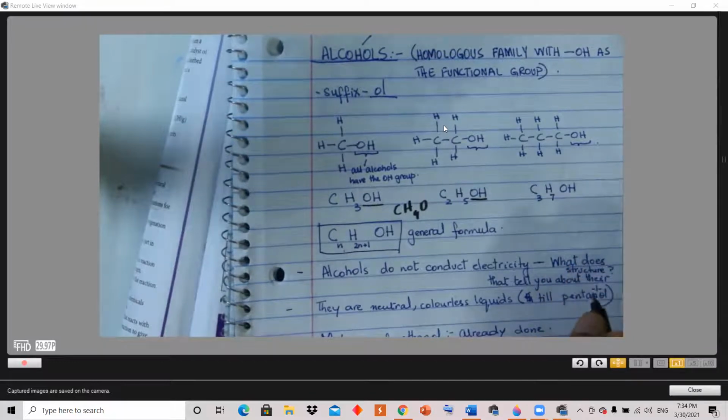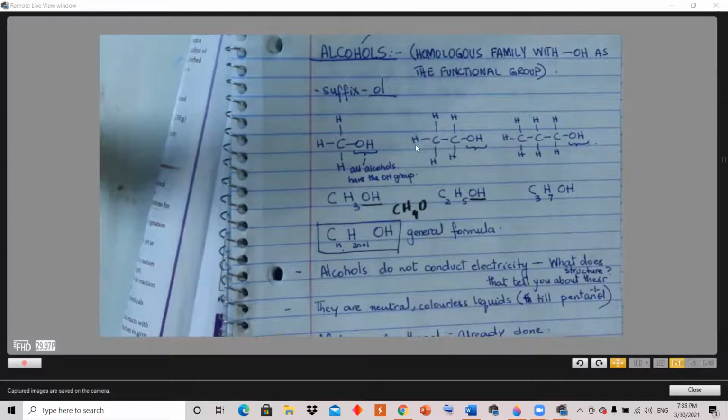Okay. Alcohols do not conduct electricity. What does that tell you about their structure? If they don't conduct electricity, yes, they don't have the delocalized electrons. Very good. Yes, they don't have any charge, meaning they are non-polar.